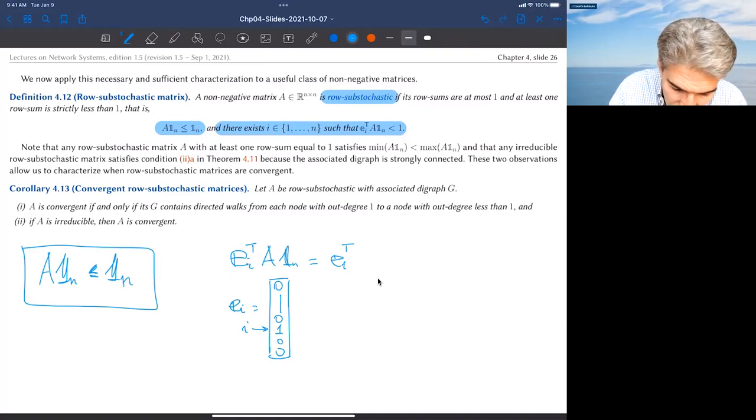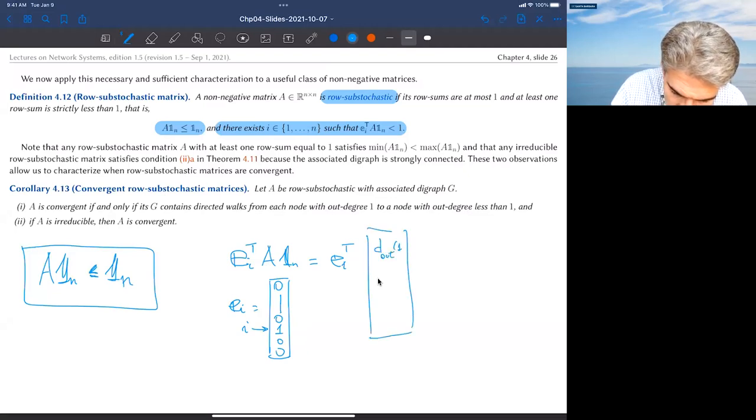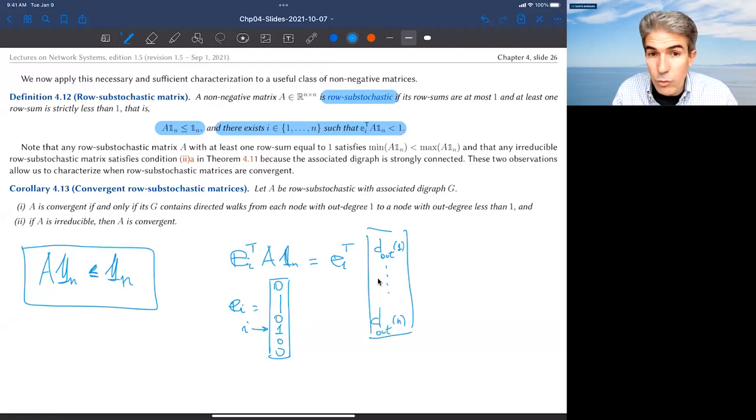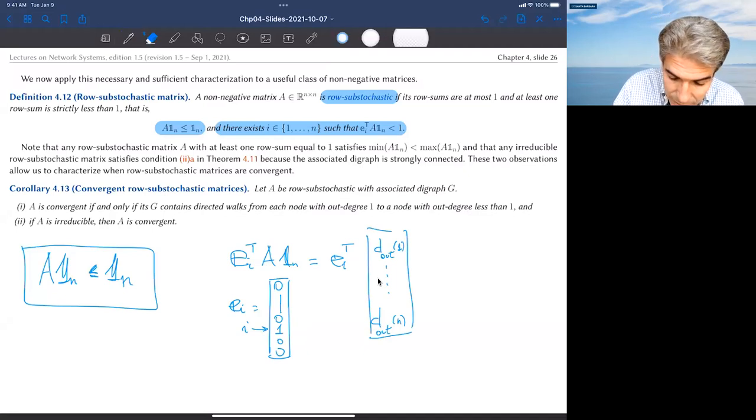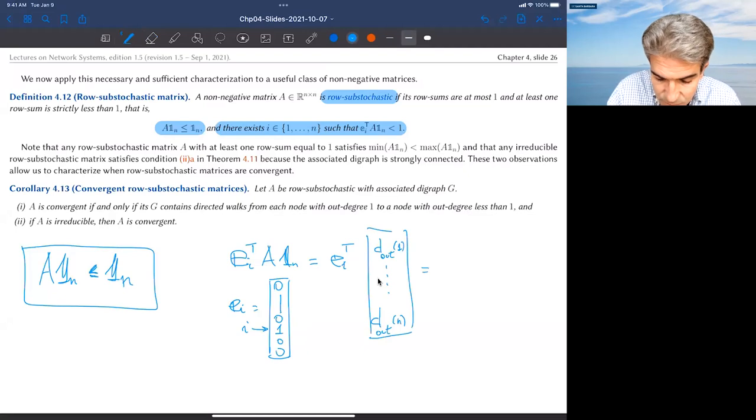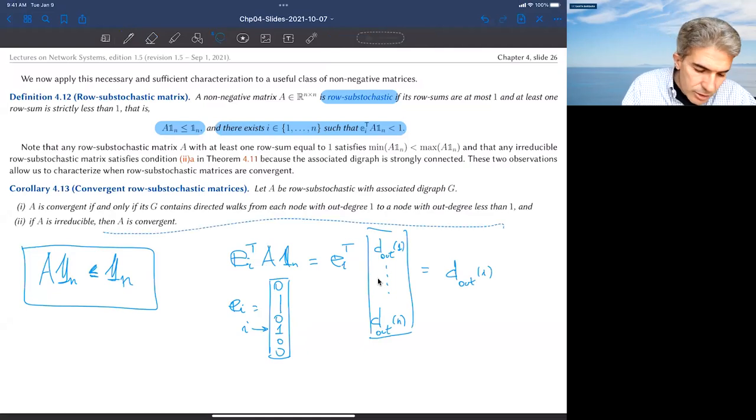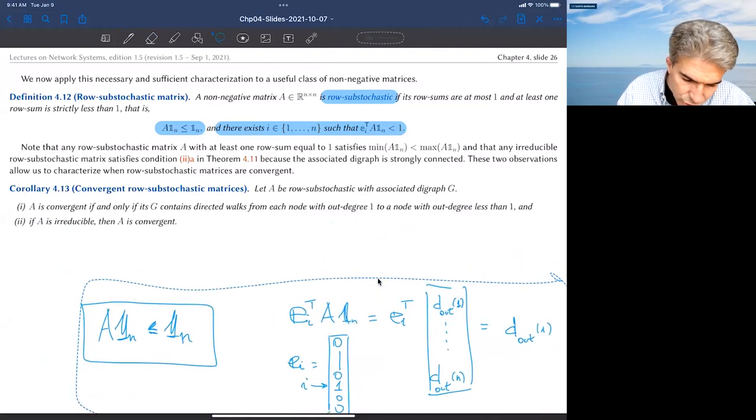And then A 1_n is the vector which has d_out 1 all the way to d_out n, all of the out-degrees of all of the nodes. So clearly when you multiply these two vectors together by the dot product or transpose, you get just d_out i. All right, fine. Okay, so this is just to set the record straight and say we're going to be especially interested in graphs which are not regular, directed graphs which are not regular, because some nodes have out-degree equal to one, other nodes have out-degree less than one.